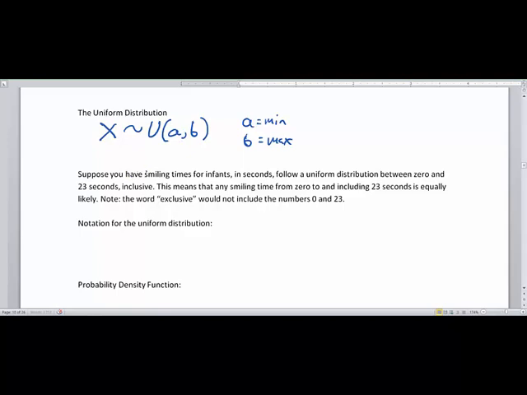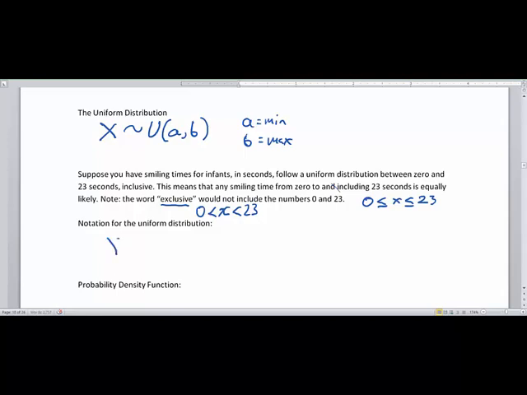So suppose you have smiling times for infants in seconds, and let's allow a uniform distribution between 0 and 23 seconds inclusive. Inclusive means that they can also equal the numbers 0 and 23. You will also sometimes see the word exclusive, which means you can't include them. So inclusive would be 0 to 23, including 0 and 23, but the word exclusive would mean this x would go between 0 and 23, but not including 0 or 23.